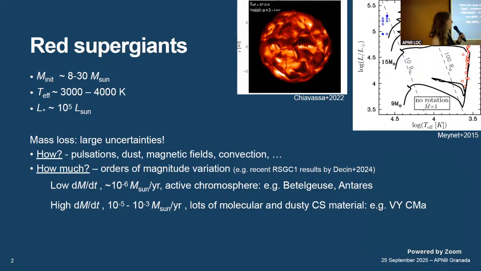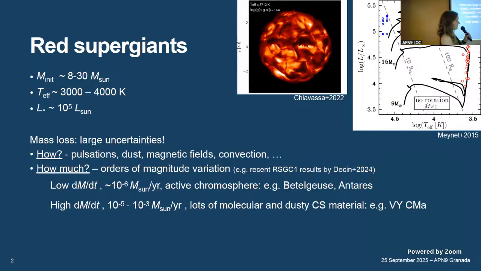The other main question is how much mass these actually lose. Across the entire class of red supergiants, there's multiple orders of magnitude variation. And broadly speaking, you get two subclasses, one with low mass loss rates. Think about Betelgeuse or Antares. They typically have active chromospheres, and you end up at mass loss rates of about 10 to the minus 6.